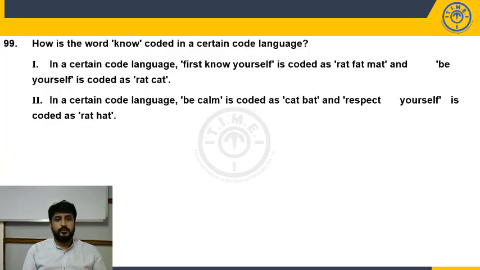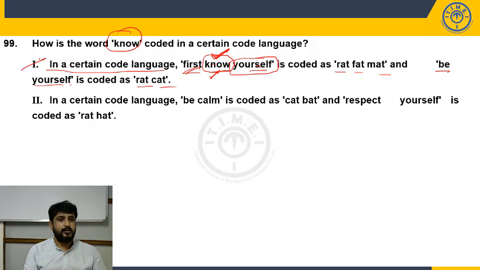How is the word no coded in the certain code language? If in a certain code language, first know yourself is coded as rat, fat, mat. Be yourself is coded as rat, cat. If I want to find out the code for no, either these particular terms should be common in both the statements or the other terms has to be eliminated. But by combining these two statements, we don't have the common term no, but I can eliminate only yourself. I cannot eliminate first. So can I say the code for no? Not possible. So 1 alone is not sufficient.